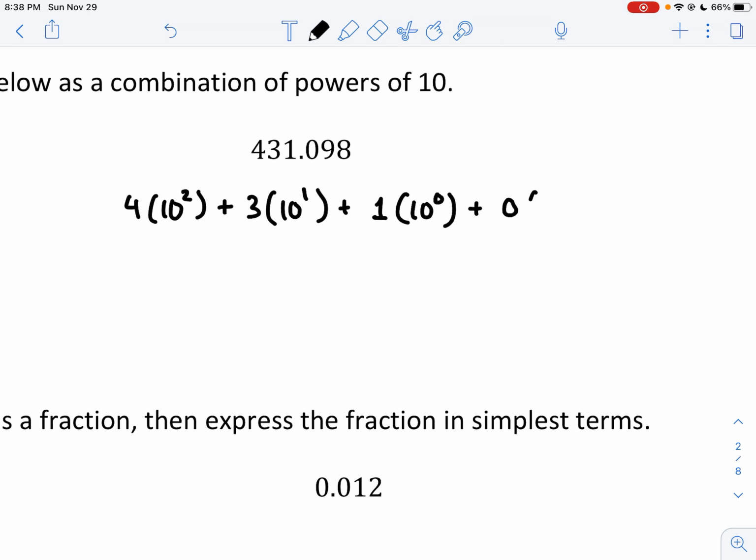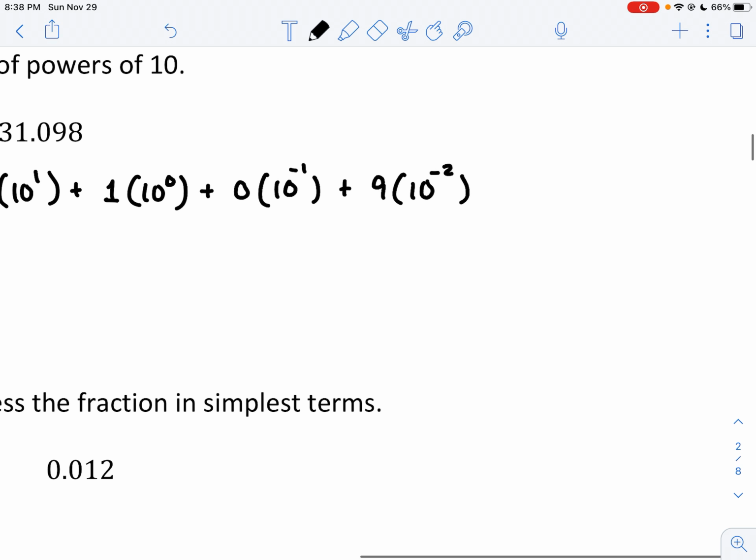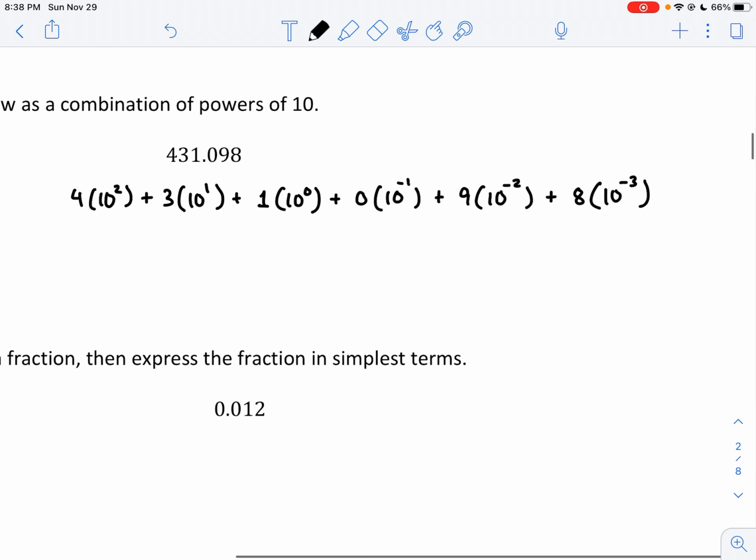And then the 0 that you see after the decimal is how many tenths we have, which you can express with a negative power. 1/10 is the same thing as 10 to the minus 1. The 9 is in the hundredths position, so we say 9 100ths, and 100ths could be written as 10 to the minus 2. And then finally the 8 is in the thousandths position, which is 10 to the minus 3. And so each of these digits, 431098, because of their positioning relative to that decimal, indicate different powers of 10.